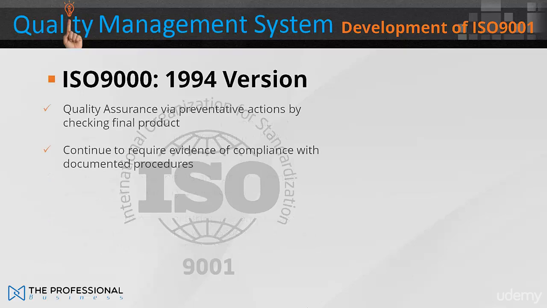In the ISO 9000 1994 version, the emphasis was on quality assurance through preventative actions and required evidence of compliance with documented procedures, as with the first edition. The downside was that companies tended to implement its requirements by creating many procedural manuals and became burdened with the ISO bureaucracy. In some companies, adopting improving processes could actually be impeded by the quality system.